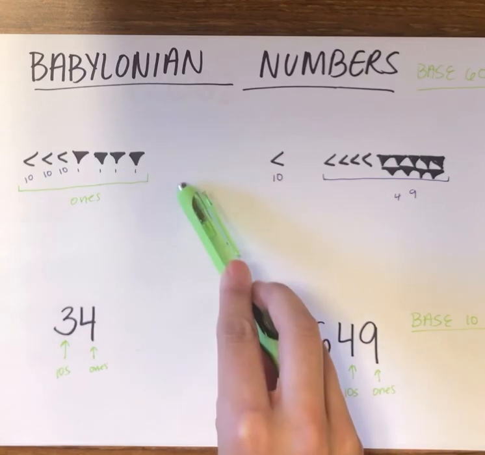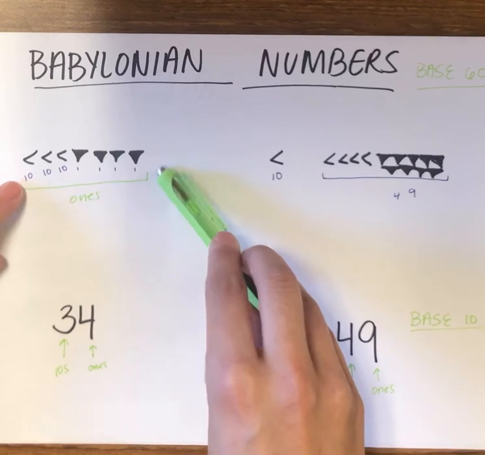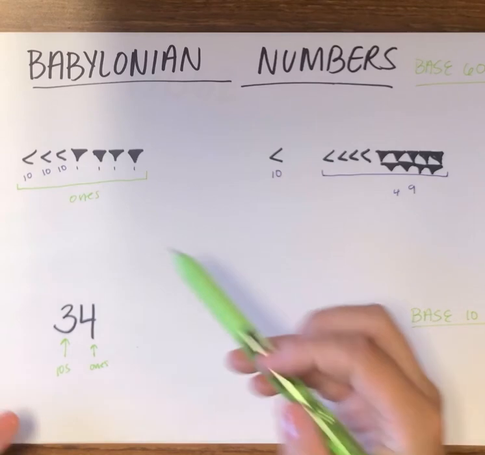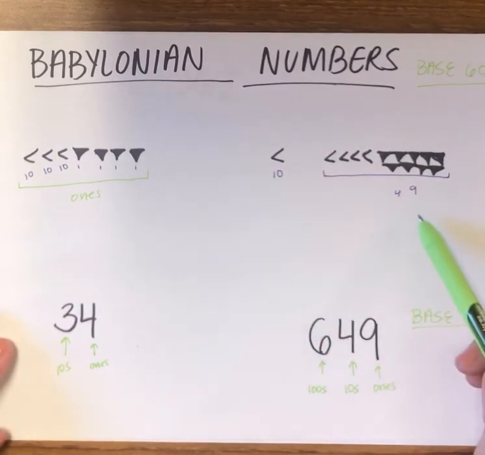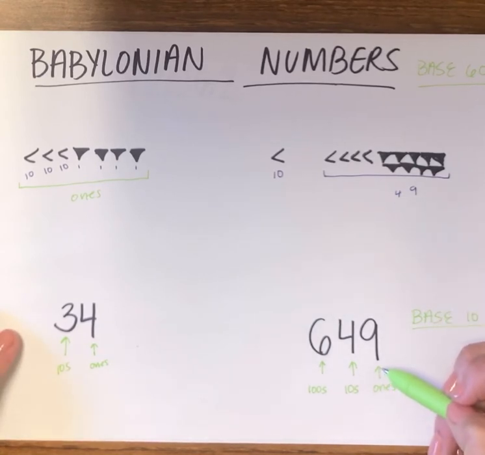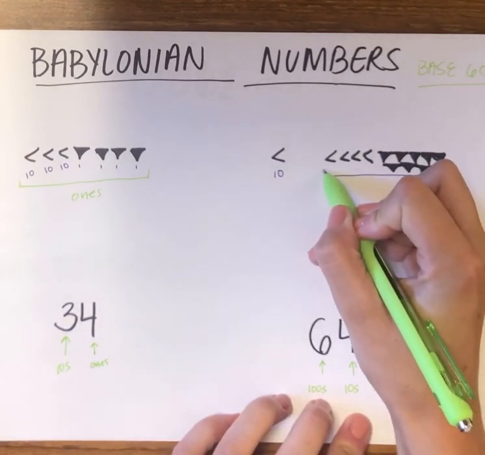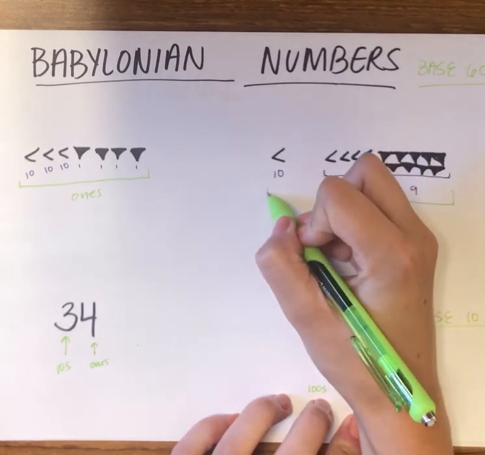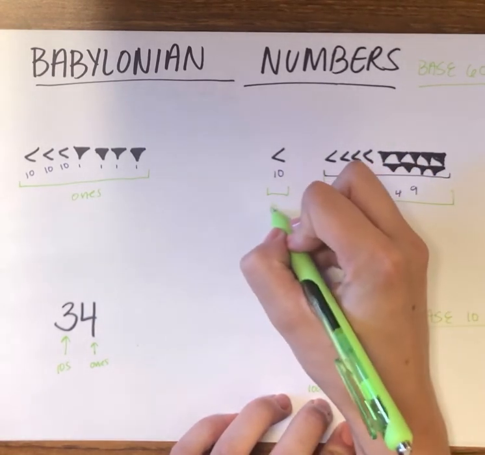And it works out exactly. These are worth 10 ones, and these are worth 1 one. And so in total, we have 34 ones. Since we haven't reached 60, we don't have to add another place value. In our number 649, well, 649 is way over 60, right? So in this number, there's a ones place for the 49. That's our ones place. And then this one is representing not the tens place, like in our numbers, but the 60s place.